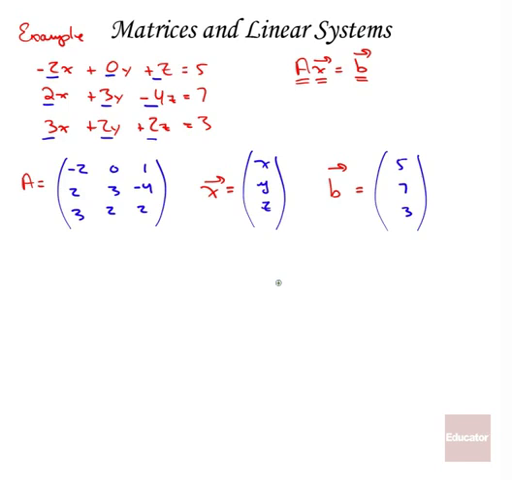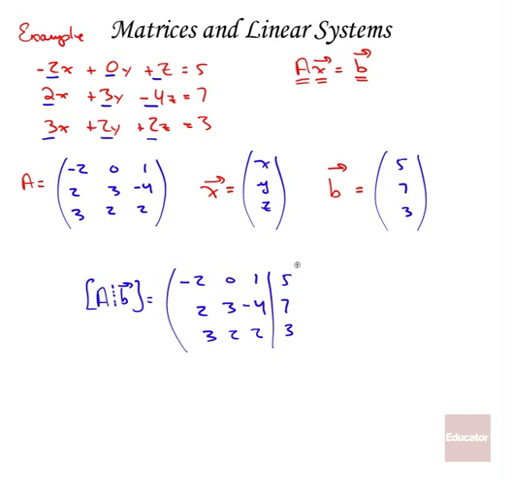Now we'll do the augmented matrix, which means take the coefficient matrix and add this to it. So we end up with A augmented with b. It's symbolized like that. It is equal to minus 2, 0, 1, 5, and I'll do a solid line because I like solid lines, 2, 3, minus 4, 7, 3, 2, 2, 3. You have your coefficient matrix, and you have your matrix that represents the linear system that was originally given to you.